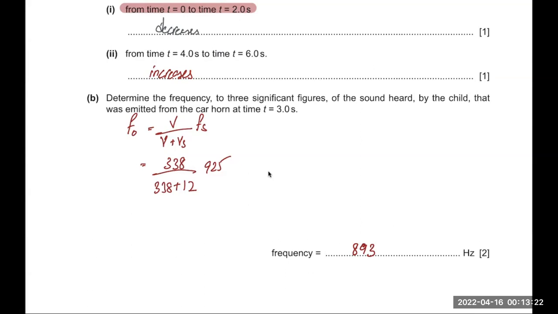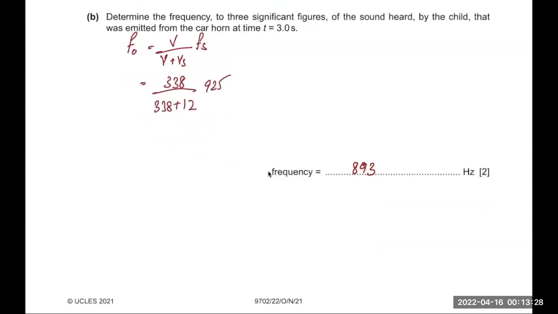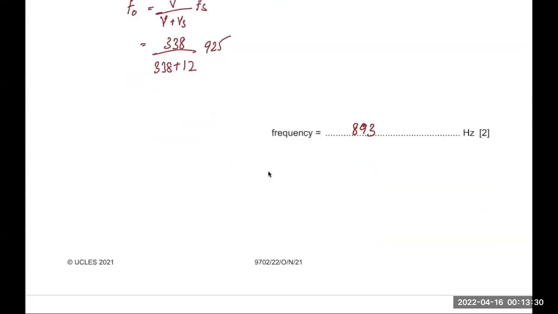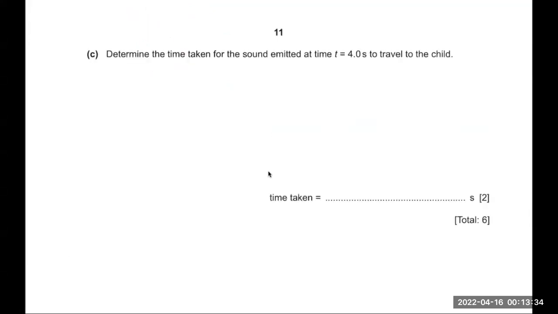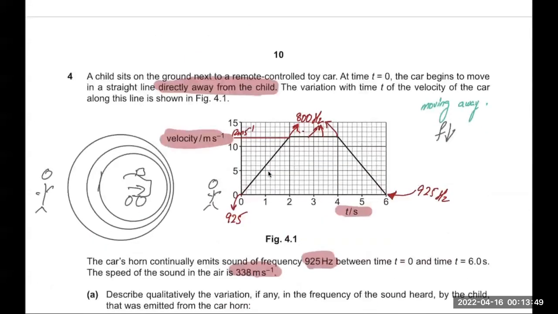None, I believe. Part C says, determine the time taken for the sound emitted at t equals 4 seconds to travel to the child. What is the time that it takes for the sound waves to travel to the child, given that they were emitted at t equals 4 seconds? The first thing here is to figure out how far apart the toy car is.